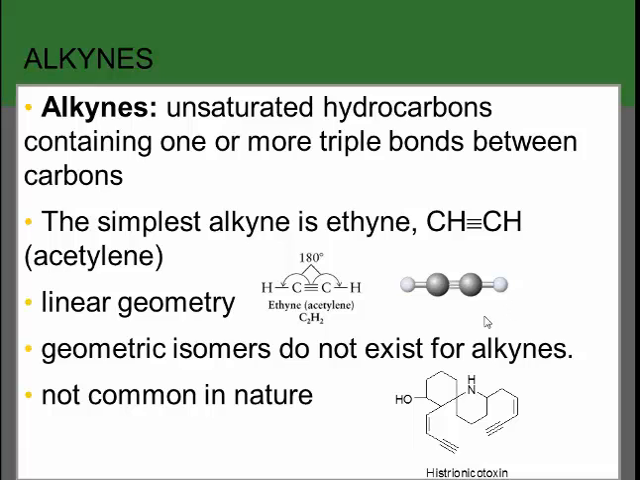And geometric isomers don't exist for alkynes. We can't have any other arrangement of these carbons. They have to be in this same arrangement. And they're not really common in nature. Here's one example, strionicotoxin. It has two alkynes here on these ends of these chains. So alkynes do exist in nature, but they're not very common.